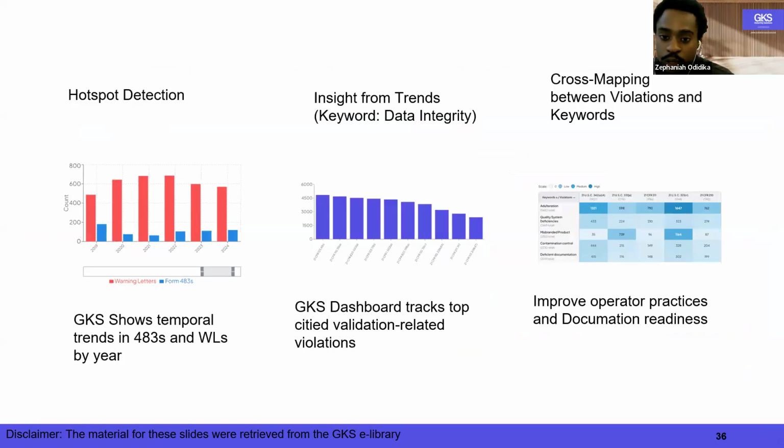With the GKS e-library, you can see how the FDA looks at 483s and warning letters and how they produce this documentation over time, with hotspot detection, year-by-year changes, and also trends. For example, the keyword here is data integrity. You can see the trends for the CFR codes, and also cross-map keyword violations, which is very helpful, especially when you want to understand which keywords mostly show up in certain CFR codes.